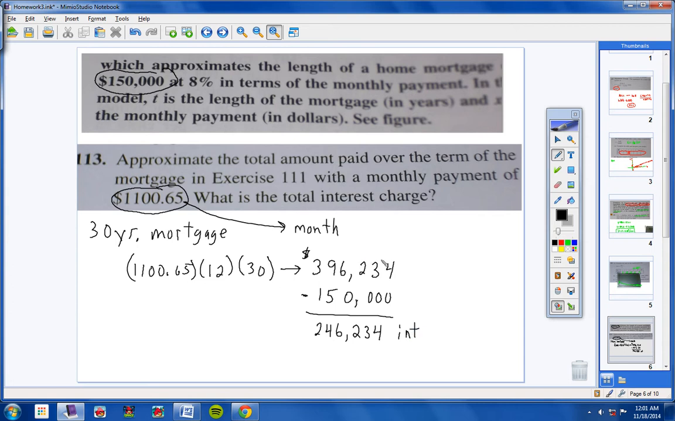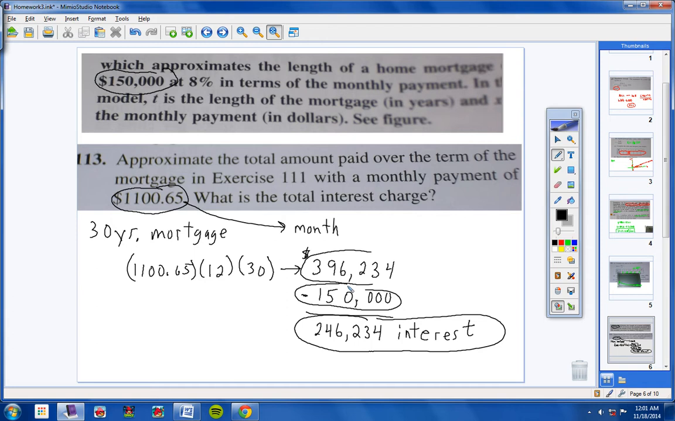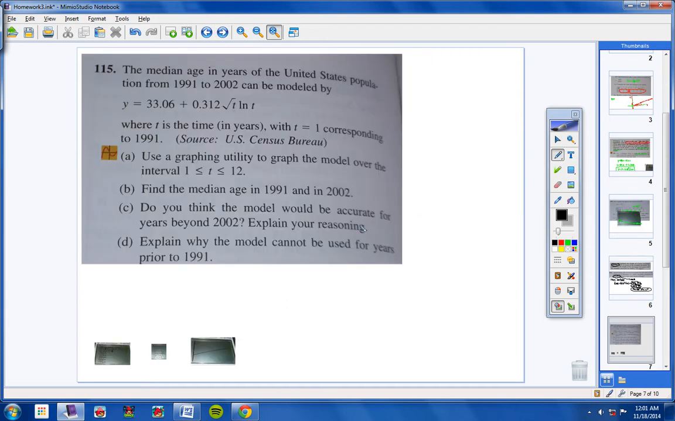Okay, that's a lot, and that's why, whenever possible, students, if you're able to pay off your houses early, it will save you a lot of interest. So here's how much the house cost, here's how much interest was paid, and here's the total amount they paid altogether over 30 years. Alright, moving on to number 115.